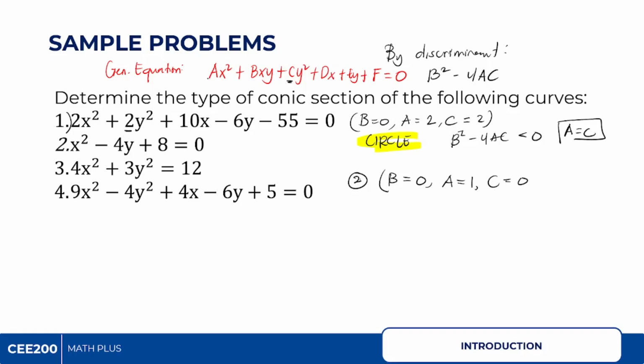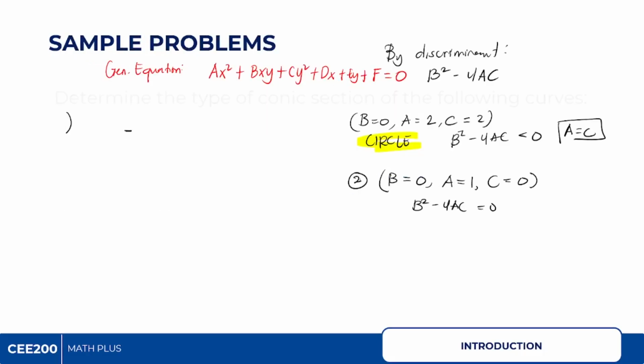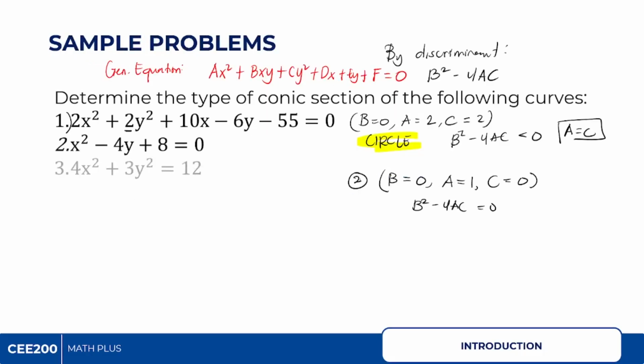Tingnan nyo yung general equation, guys. So, 0 yung C. Okay, therefore, yung B squared minus 4AC, ano yan? So, 0, no? Kasi B squared 0 minus 4 times 0, 0 din yan. Pag 0 yan, what they call this one? Balikan natin. Parabola yan. So, this one is a parabola. Okay, ito parabola to, class.